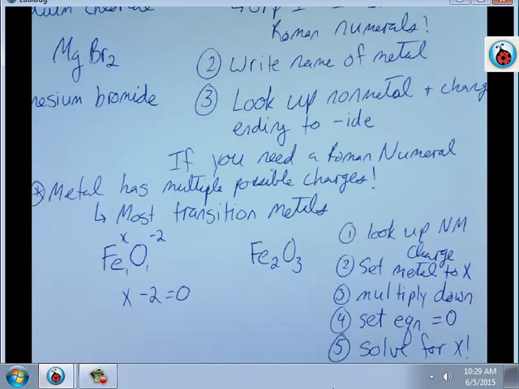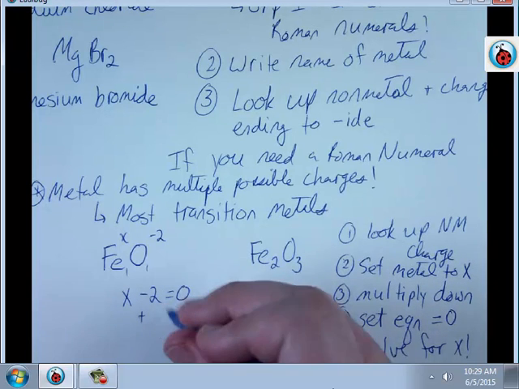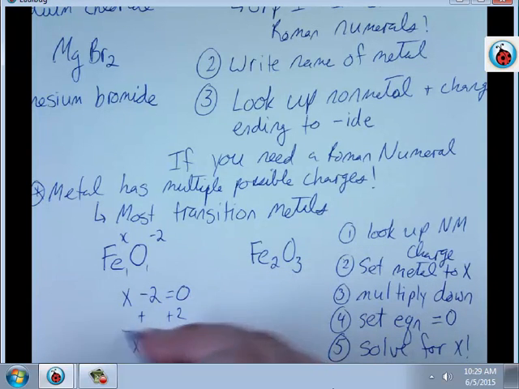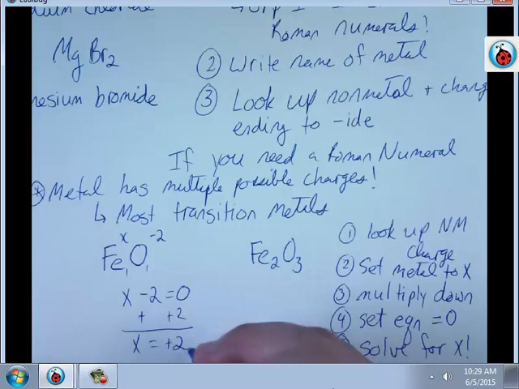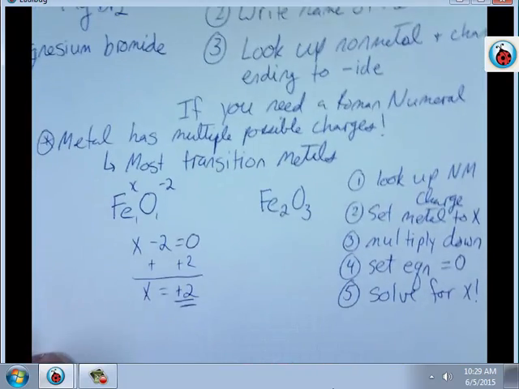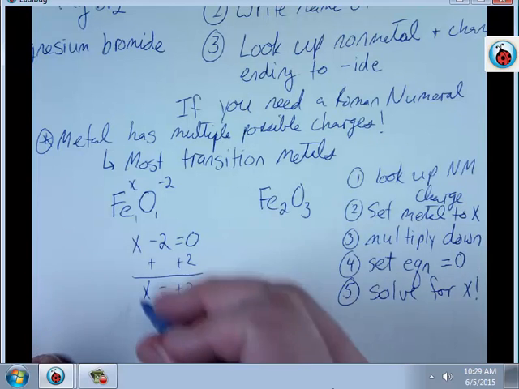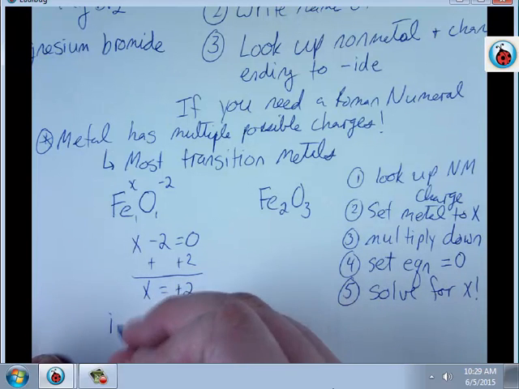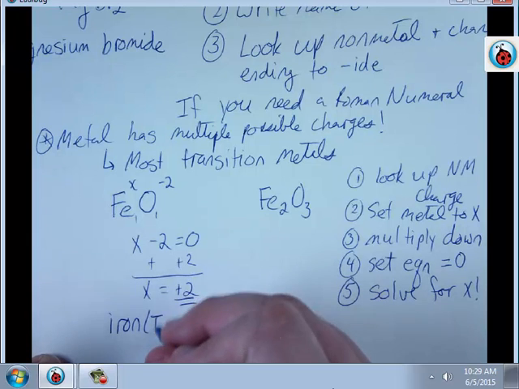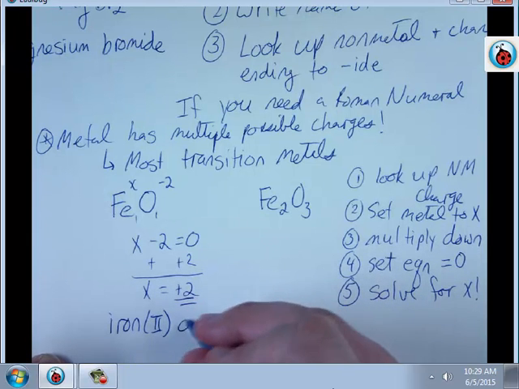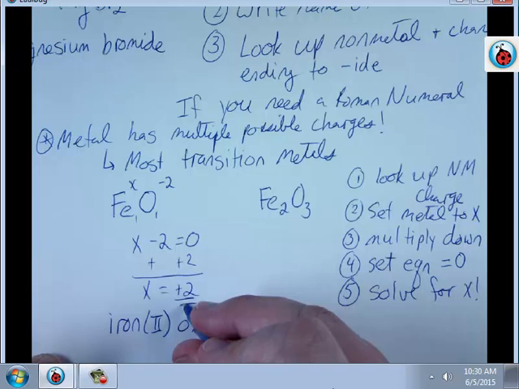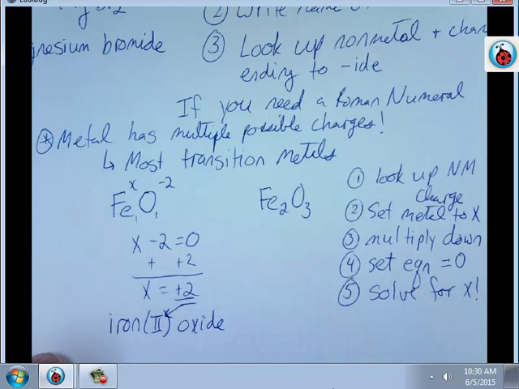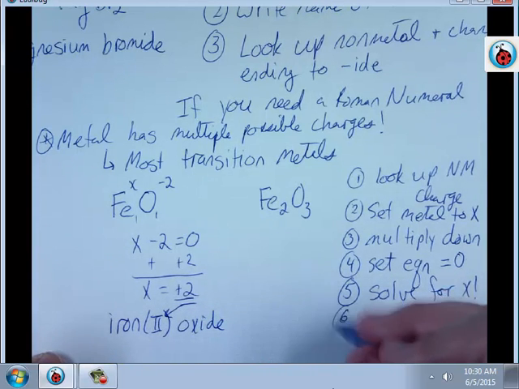Add 2 to both sides. Plus 2. That means Fe is iron. This is iron 2 oxide. X will equal your Roman numeral.